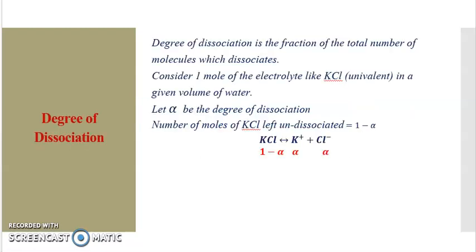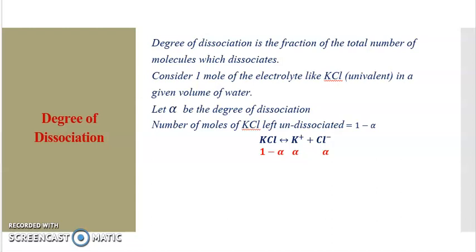And then degree of dissociation. Like degree of association, degree of dissociation means the fraction of the total number of molecules which dissociate, or out of the total number of molecules, how many are dissociating. So if we consider 1 mole of the electrolyte potassium chloride, KCl, in a given volume of water, let alpha be the degree of dissociation.